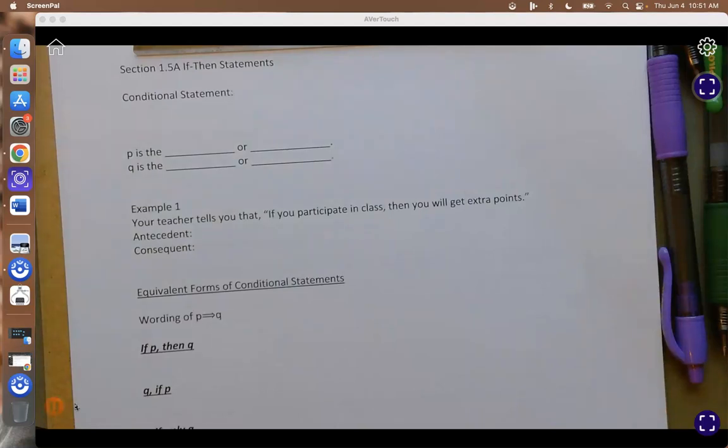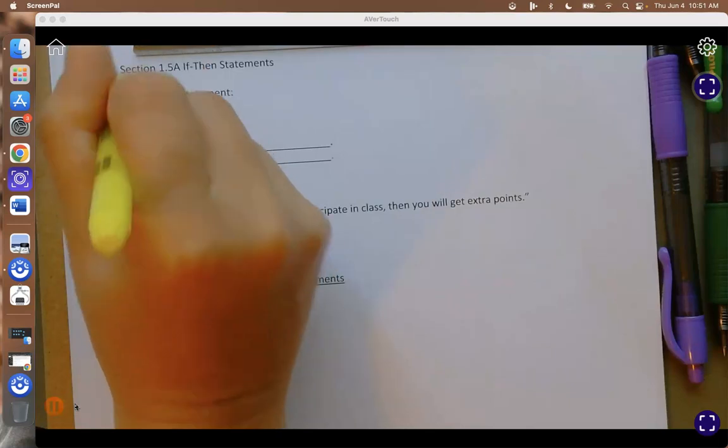Hi guys, today we're going to be looking at section 1.5a, if-then statements. So the first definition we have for today is a conditional statement.